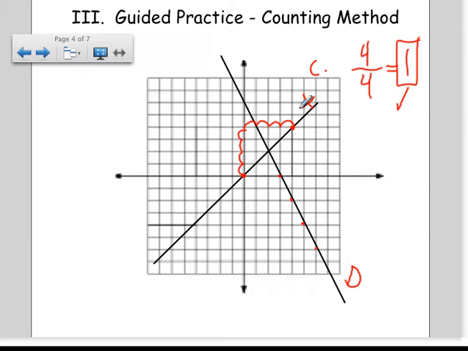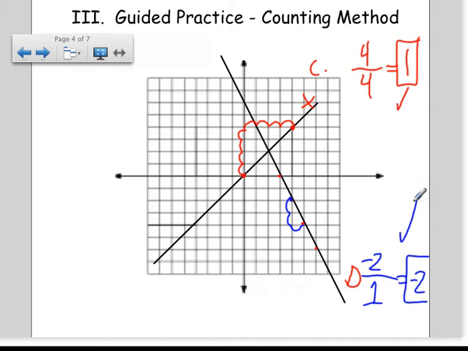Next, D. I will use, starting at this point, you have a rise of 1, negative 2. So your rise is negative 2. Over 1, your run is 1. Negative 2 over 1 really simplifies to just negative 2. And that should have been the slope. I hope you got those right.